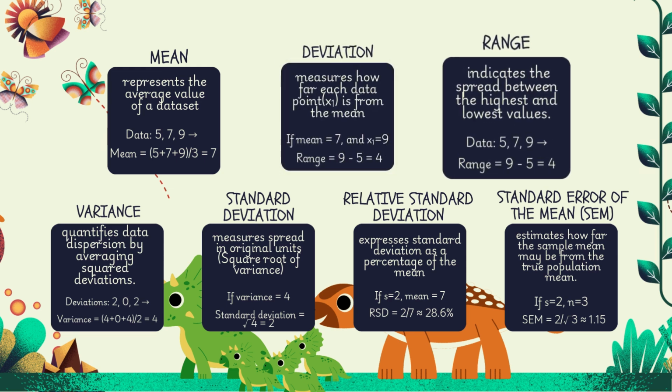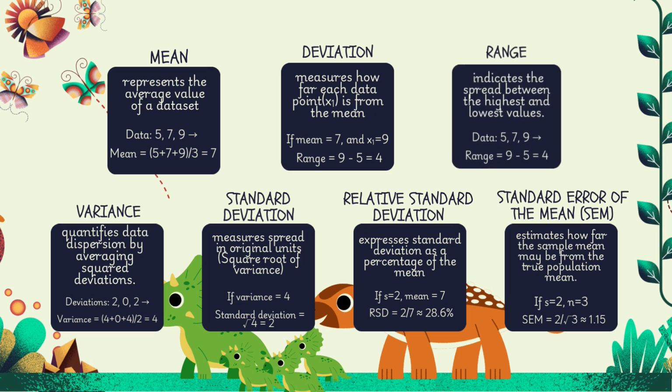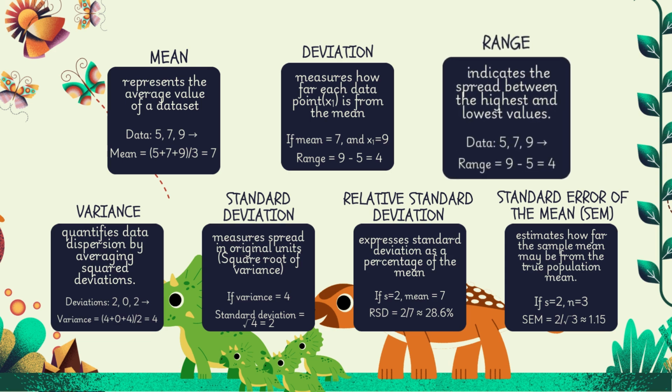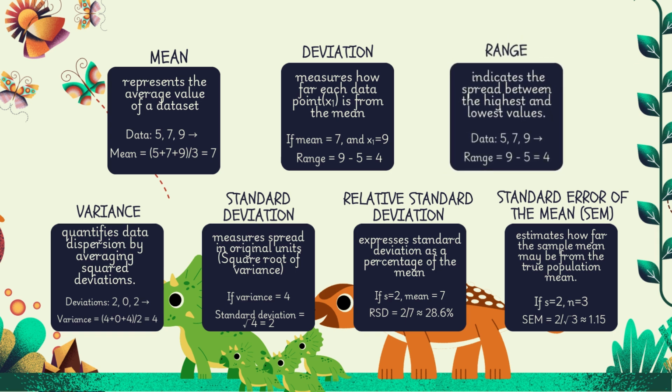The range indicates the spread between the highest and lowest values. It is a simple measure of variability, but sensitive to outliers. For example, the range of the data 5, 7, and 9 is 4, because the highest, which is 9, minus the lowest value, which is 5, we will get the value of 4.